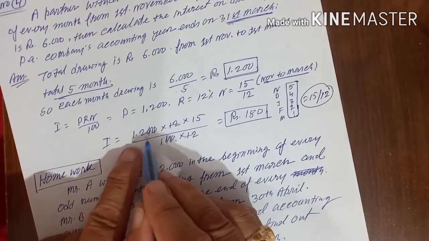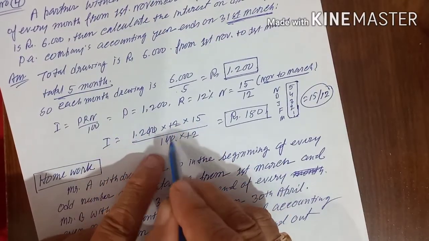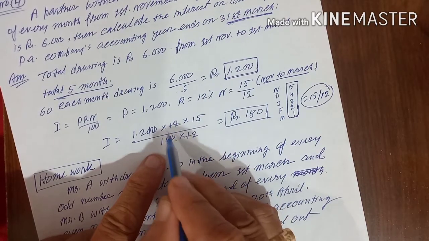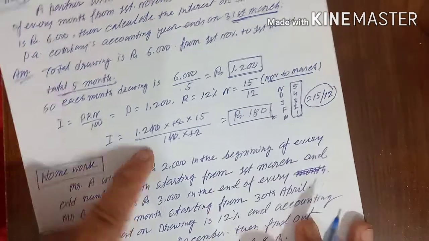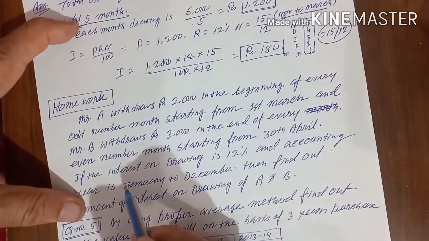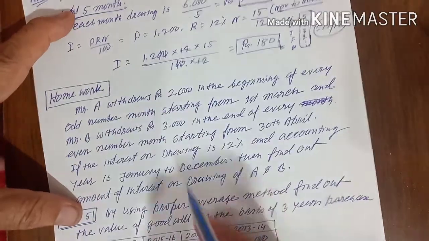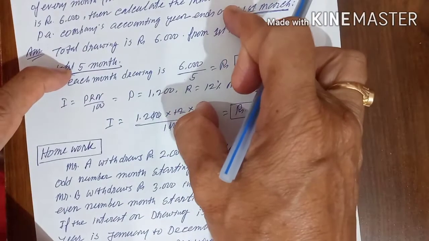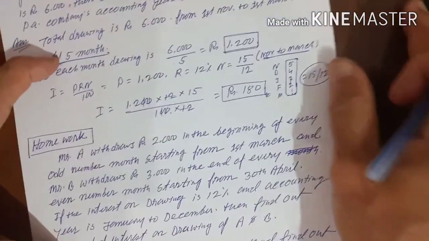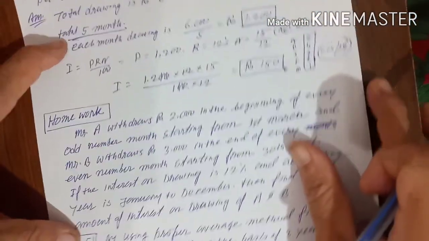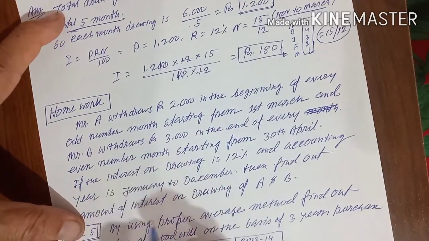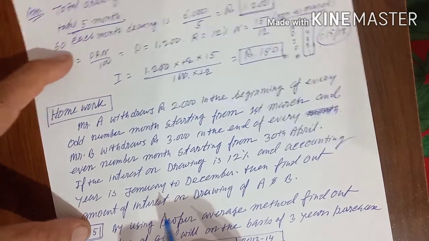So I is equal to PRN by 100. P is 1,200, this is 15 by 12, this is 12 by 100. And you are getting the answer 180. Like that, homework I have given. Here it is homework, I have changed it. Not exactly the question that I taught you. I want to see what you are thinking and which way you are thinking. Let me see that one. Because every time my target is there, what I teach you, the same thing I will not ask you to do. I want to change something.